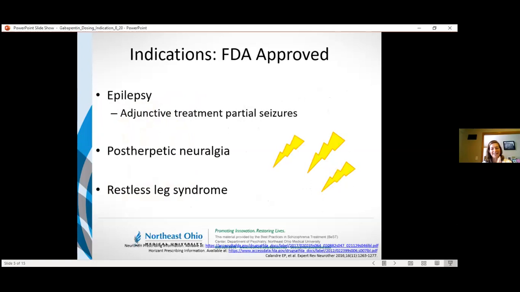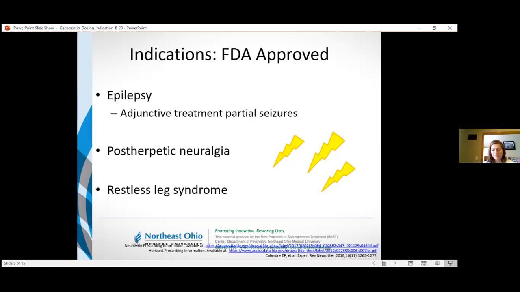I am definitely talking off-label today, quite a bit. So we're starting with on-label, FDA approved. There are three brand name preparations for gabapentin: Neurontin, Gralise, and Horizant. For gabapentin as a whole, the FDA-approved indications include epilepsy. It tends to be adjunctive treatment for partial seizures.